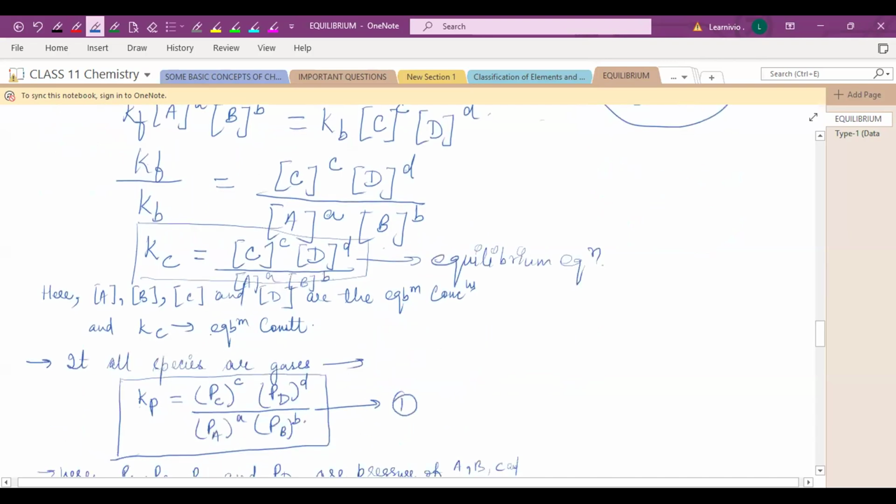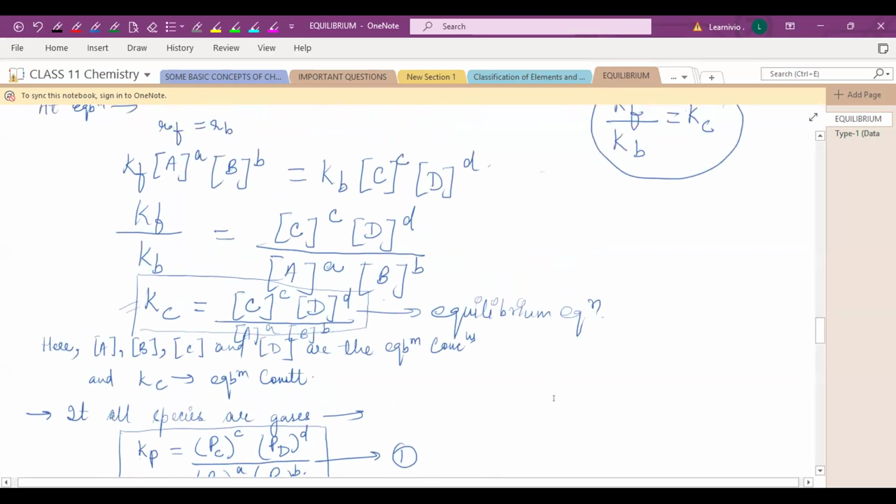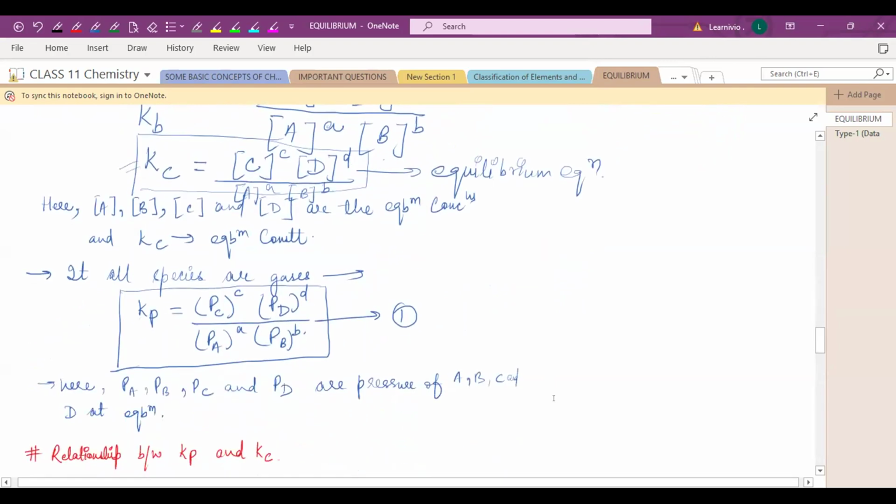So here you can write down concentration of A, concentration of B, C, and D. All these are the equilibrium concentrations. And what is Kc over here? Kc is the equilibrium constant. These are the equilibrium concentrations and Kc is known as the equilibrium constant. Clear to everyone? Yes. Okay. So these are the concentrations.